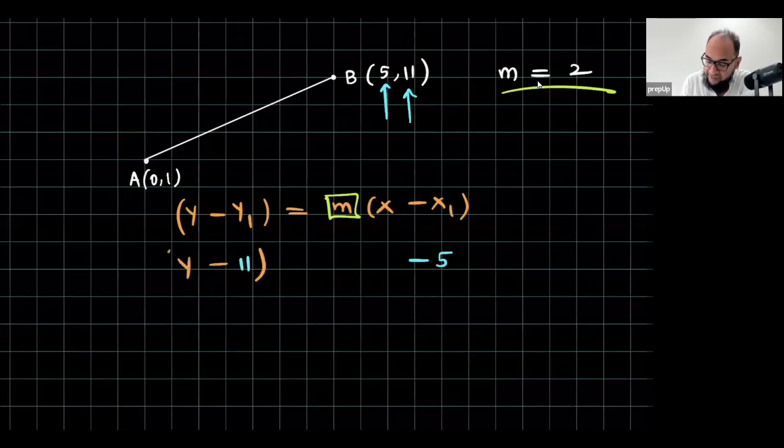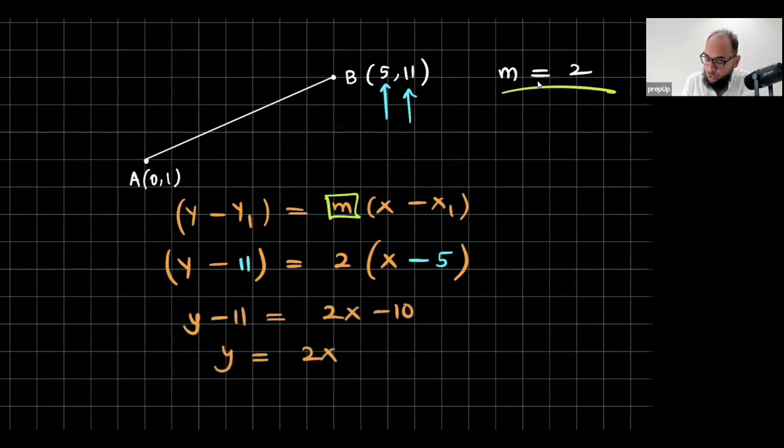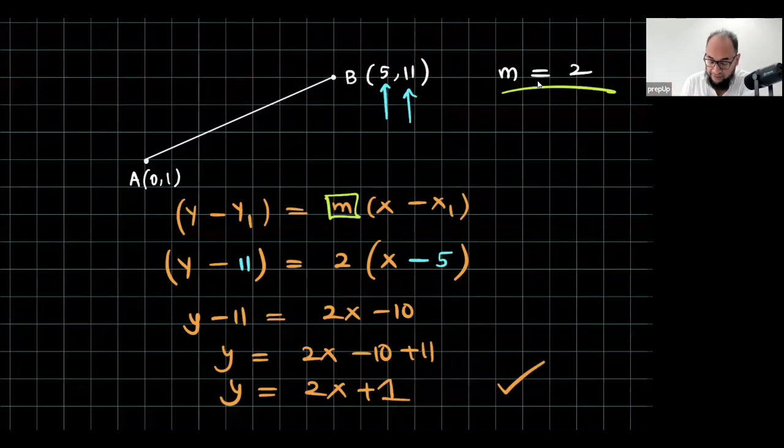And the rest of the thing is the same. y minus 11 is equals to 2(x minus 5). So now just open up the bracket. So y minus 11 is 2x minus 10. y is equals to 2x minus 10 plus 11. Therefore, y is equals to 2x plus 1. And that's the equation of a line. So you don't have to worry about calculating c separately. It just comes out automatically.